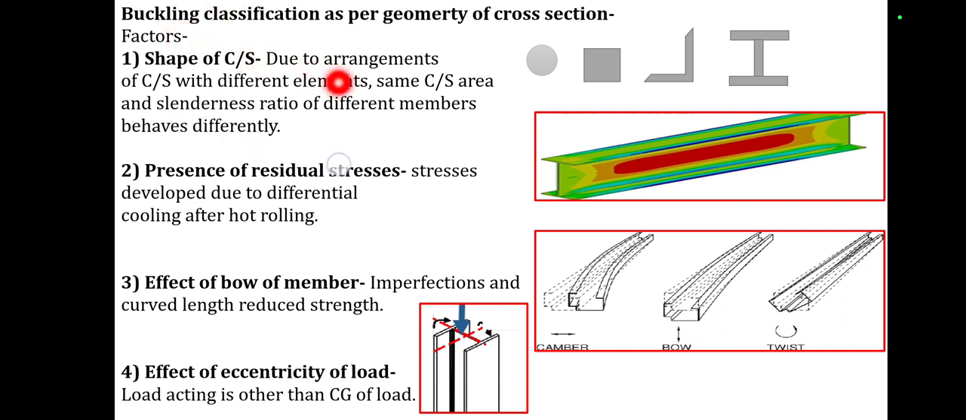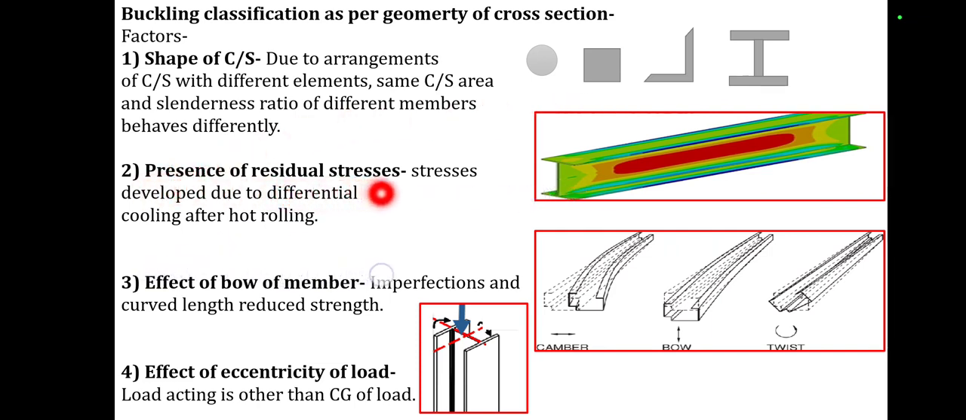Then buckling classification as per the geometry of the cross section. So there are 4 types of factors which affect the buckling classification. The first one is the shape of the cross section. Due to the arrangement of cross section with different elements, members with the same cross section area and slenderness ratio behave differently. Here circular section will behave differently, square section will behave differently, angle section will behave differently, and I section will behave differently.